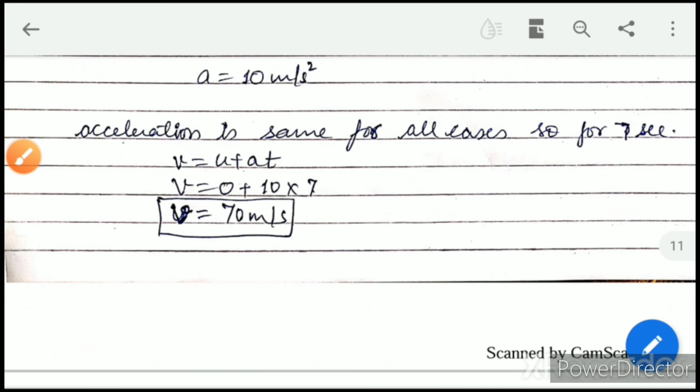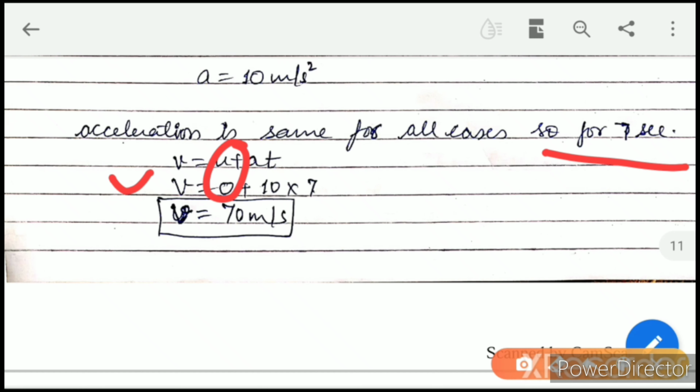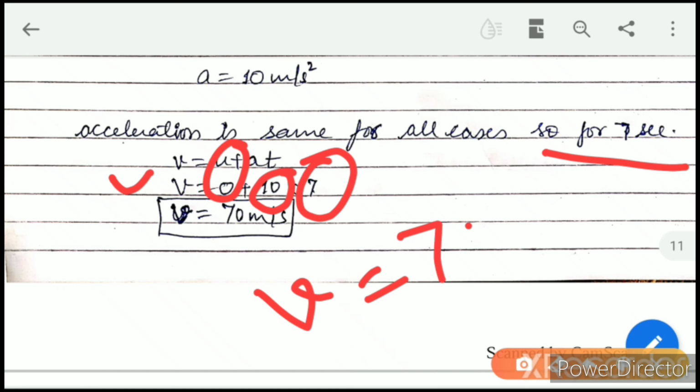So for 7 seconds we will calculate the velocity. So v is equal to u plus at. Here u is the initial velocity, which is 0 because it is starting from rest. A is same for all the cases, so it is 10 and time is 7 seconds. So velocity will be 70 meter per second. Now come to next.